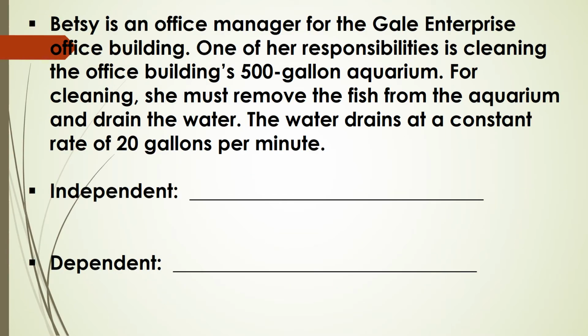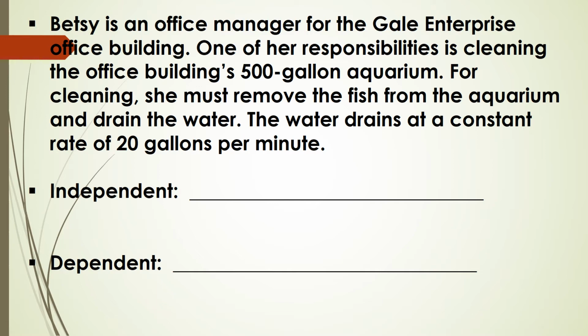In this real world scenario, we're looking at Betsy. Betsy is an office manager for the Gale Enterprise office building. One of her responsibilities is cleaning the office building's 500-gallon aquarium. For cleaning, she must remove the fish from the aquarium and drain the water. The water drains at a constant rate of 20 gallons per minute.